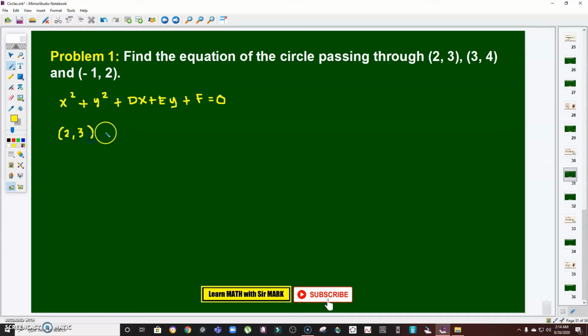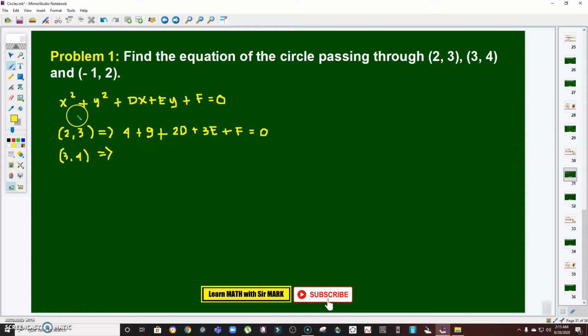Using (2, 3), my x will become 2, my y will become 3. That is 2 squared, which becomes 4, 3 squared, which becomes 9. Can you follow? Plus, my x is 2, so this becomes 2d. My y is 3, so this becomes 3e. Plus f equals 0. See that?